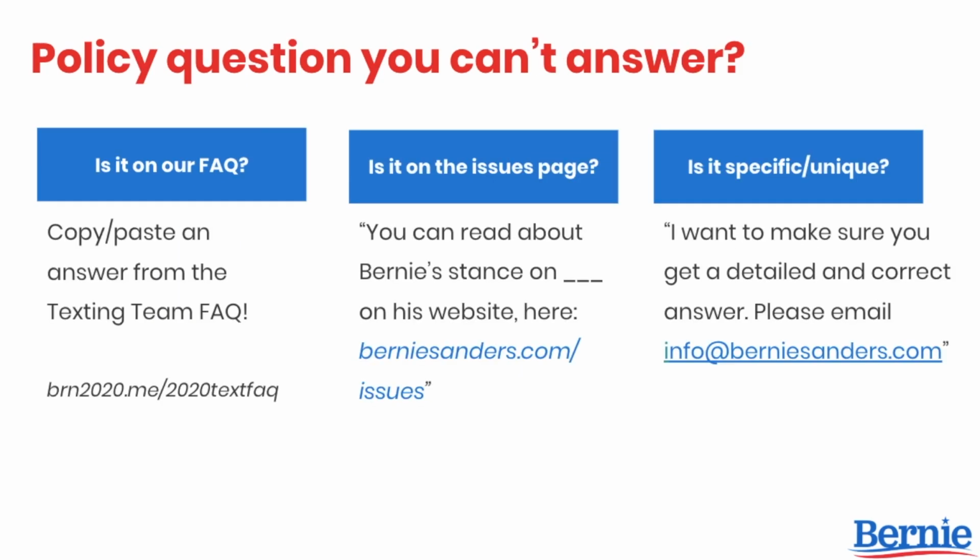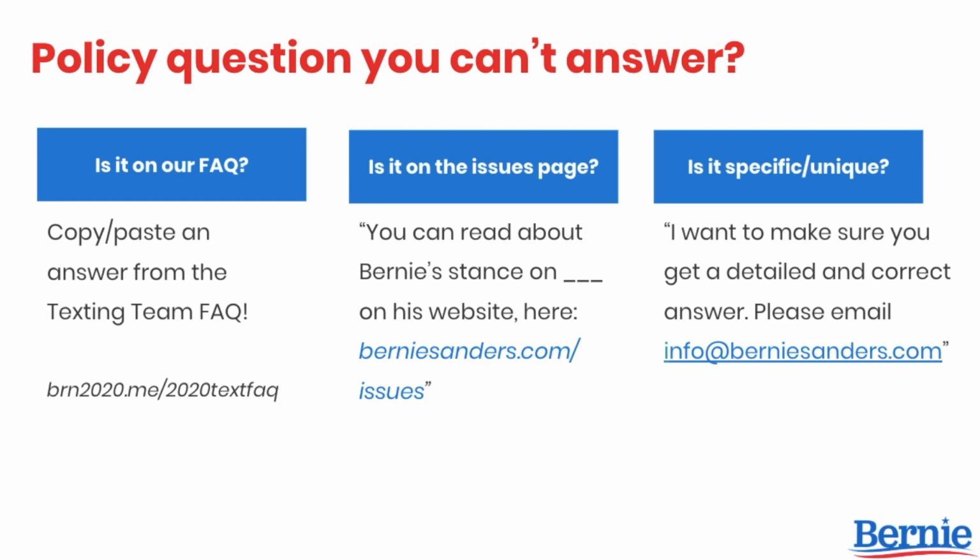If it's a policy question you're having trouble answering, again, there are 3 steps to cover. First, look in the texting team FAQ, which has extensive information on Bernie's policy positions. Second, if your answer isn't in the FAQ, or if you want to augment it, go to the issues page on Bernie's website, where you can read and pull language from in-depth policy proposals. You can also refer the textee directly to a specific issues page.